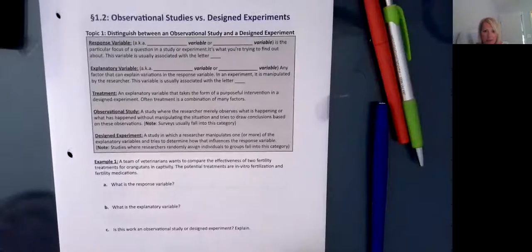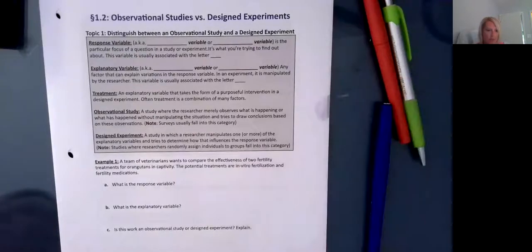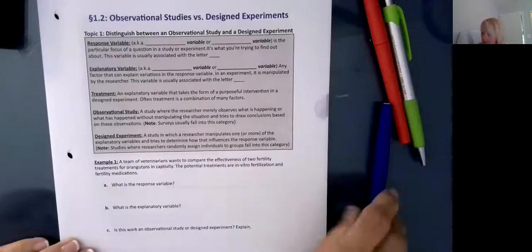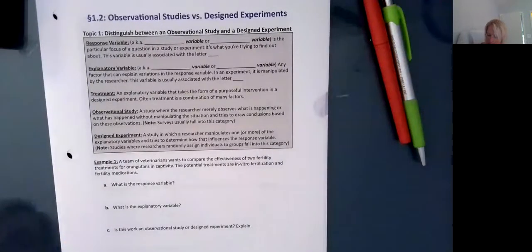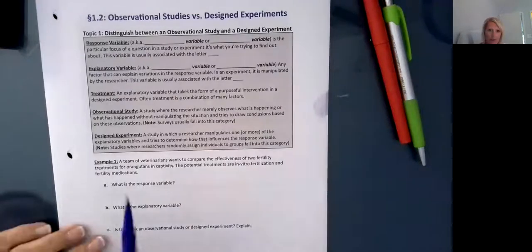We are working on lesson 1.2 today, and we're going to be discussing the differences between observational studies and designed experiments. And to do that, we have to talk about the two different types of variables that we're going to be working with. So far in units 1, 2, and 3, we've only discussed information about one single variable, and now we're going to be talking about two variables that are interacting together.